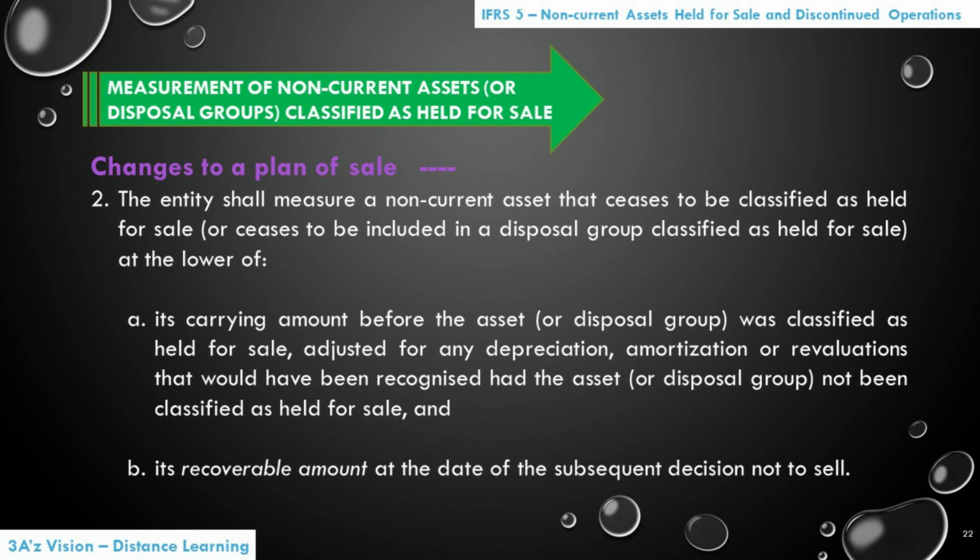Number 2. The entity shall measure a non-current asset that ceases to be classified as held for sale, or ceases to be included in a disposal group classified as held for sale, at the lower of a. its carrying amount before the asset, or disposal group, was classified as held for sale, adjusted for any depreciation, amortization, or revaluations that would have been recognized had the asset, or disposal group, not been classified as held for sale, and b. its recoverable amount at the date of the subsequent decision not to sell.